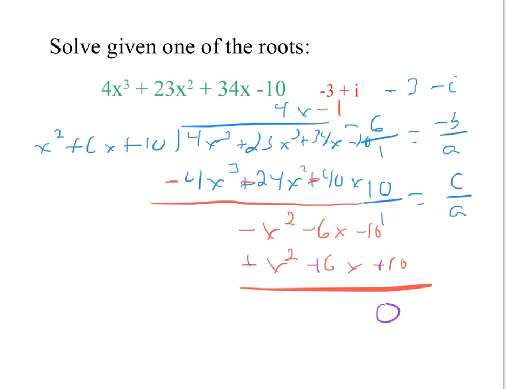So I have another factor of 4x minus 1. If I set that equal to 0, I'm going to get 4x is equal to 1 and x is equal to 1/4. So I have roots of 1/4, negative 3 plus i, and negative 3 minus i.